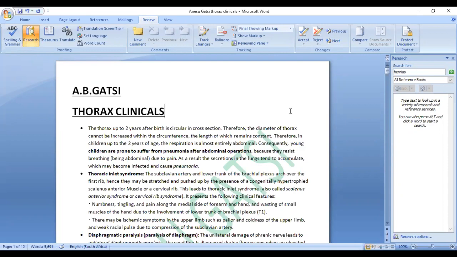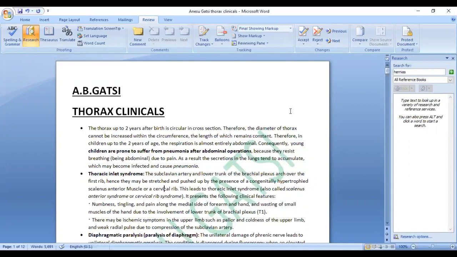So we'll start from the exterior, looking at how in young children you actually have the thoracic cage being circular in cross section. This is important when you realize that young children can only have abdominal breathing, that is before their second year. So after abdominal operations, they're more likely to suffer from pneumonia, because their abdominal muscles will resist contraction due to the pain on exertion.